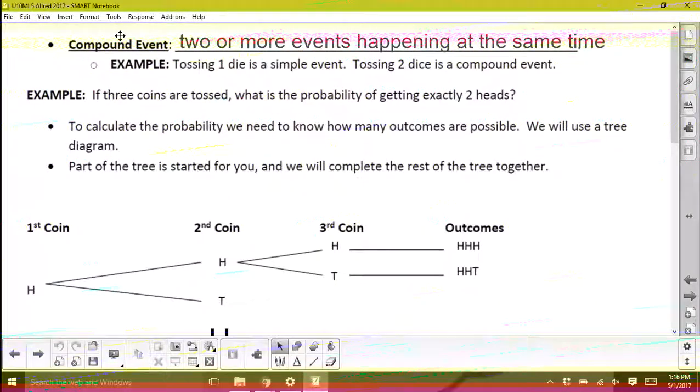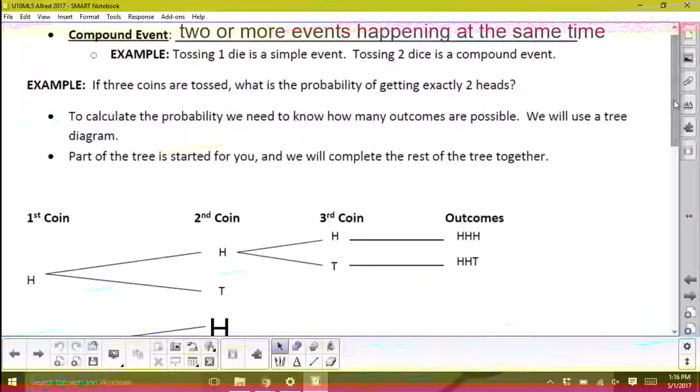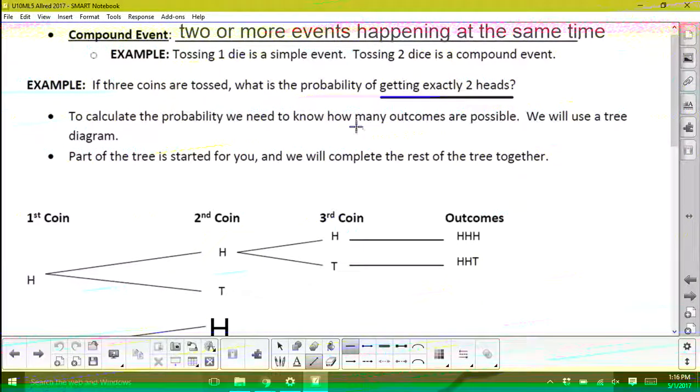For example, we're going to make our first tree diagram right here. If 3 coins are tossed, what is the probability of getting exactly 2 heads? I want exactly 2 heads out of my 3 coin tosses. That's 3 different events happening at once. To calculate that probability, we need to know how many total outcomes there are, and then we will use that tree diagram to help us. I've already started for you. We'll complete the rest of the tree together.